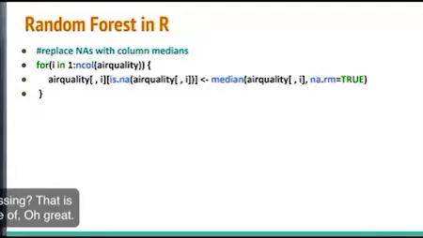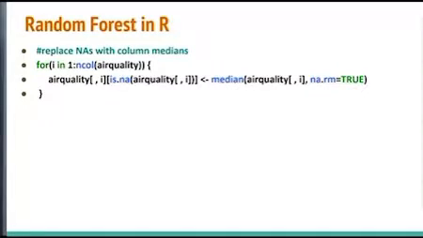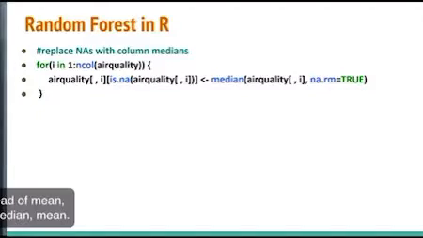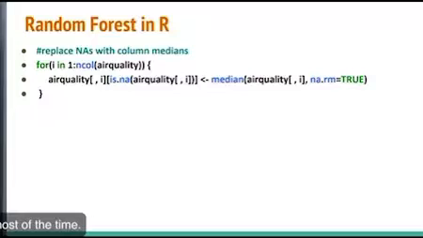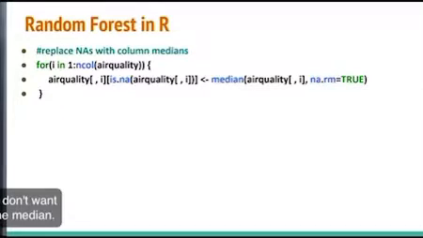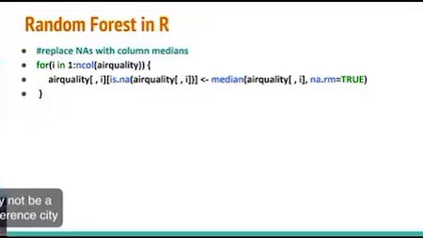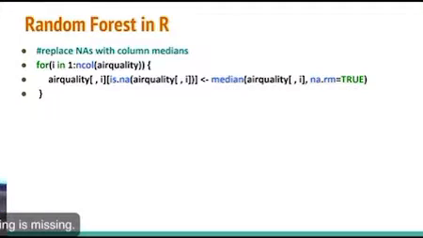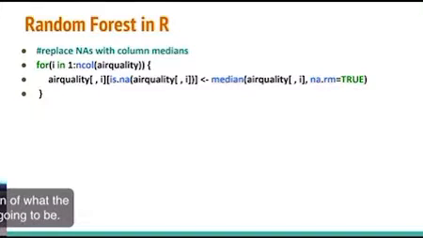Is there a thought about putting the median versus the mean? It depends. Most of the time, for the case of missing values, why don't we want to put the mean? What if there's an outlier? The mean may not be a good representative. Something is missing, and I really want to make a projection of what that value is going to be; the median will make more sense. Yeah, that's a good question.